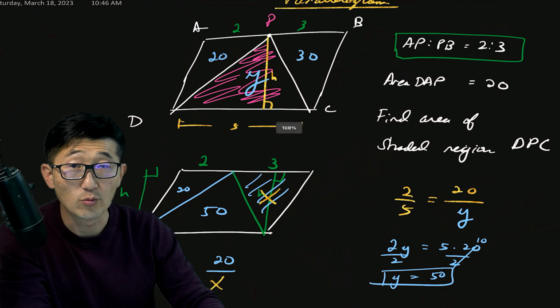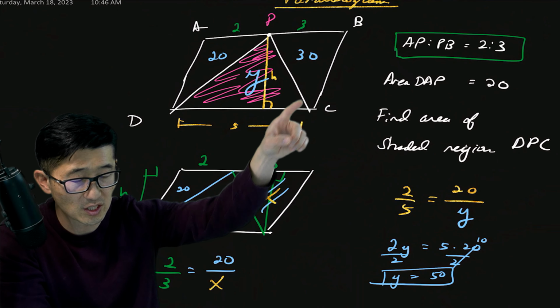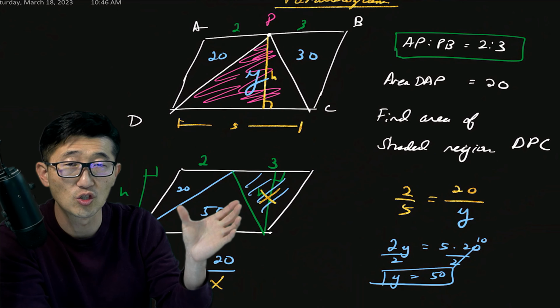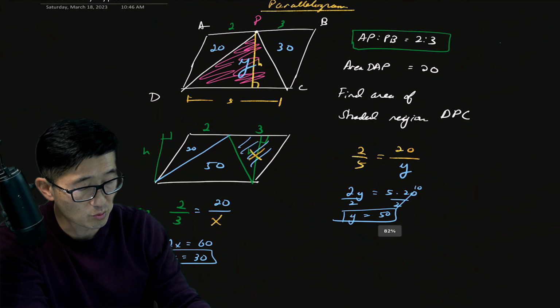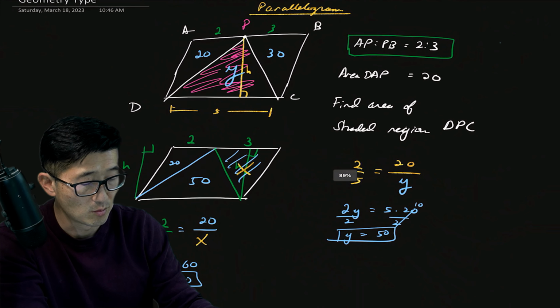So the area of this is 50, and that's how you find the answer to this problem. I know in the beginning we did not have to find the area of this right side. We could have just jumped straight in, but I wanted to show you a comparison so that you can relate to this problem more easily.